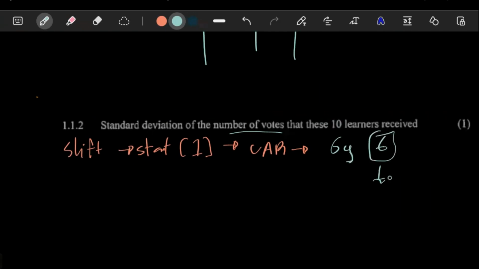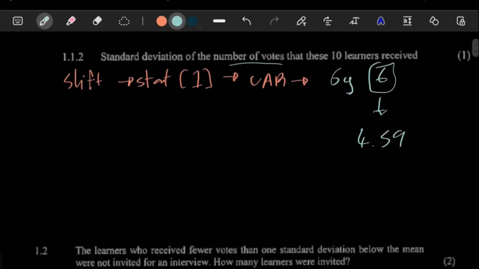So after clicking that, it's going to give you the standard deviation, which is going to be rounded to 2 decimal places. It's going to be 4.59. So all that being done, let's move on.